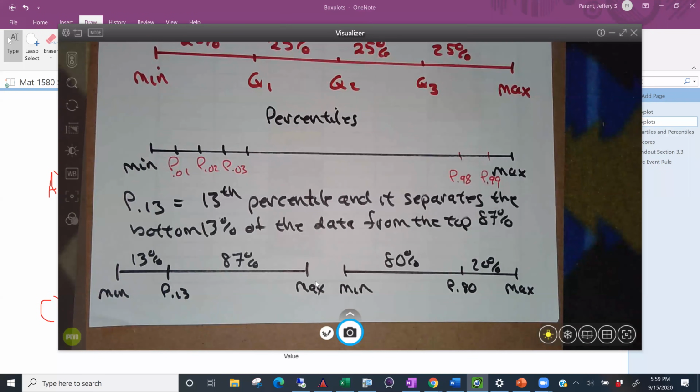So on a test, a good problem to give you would be, okay, you get your results back from the SAT or the GMAT or the MCATs or whatever standardized test you're looking at. Would you rather your score be in the 13th percentile or the 80th percentile? Which one would you want? Higher value. Yeah, the higher value. And which one is that? 80th. 80th percentile. Good, good.